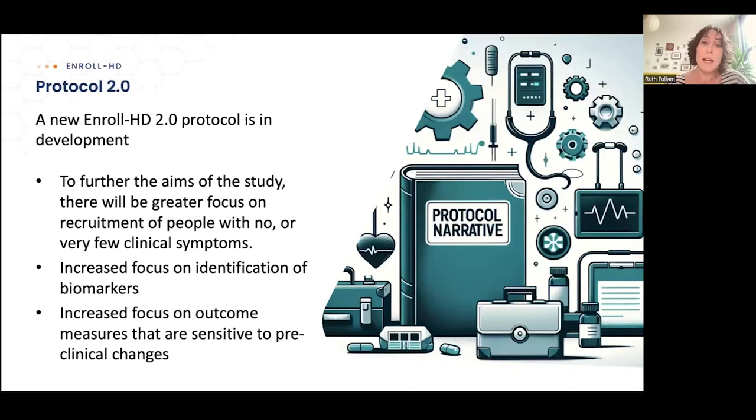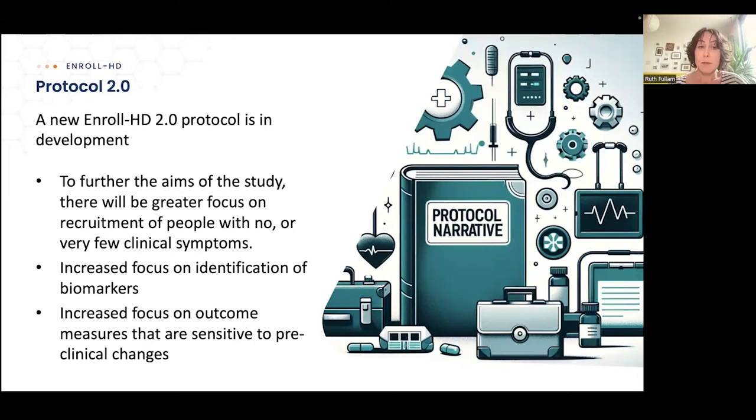We do have a new protocol in development, and one of the aspects of this protocol is that there will be a greater focus on the recruitment of people with no or very few clinical symptoms. There's also going to be an increased focus on the identification of biomarkers and an increased focus on outcome measures that are sensitive to preclinical changes.